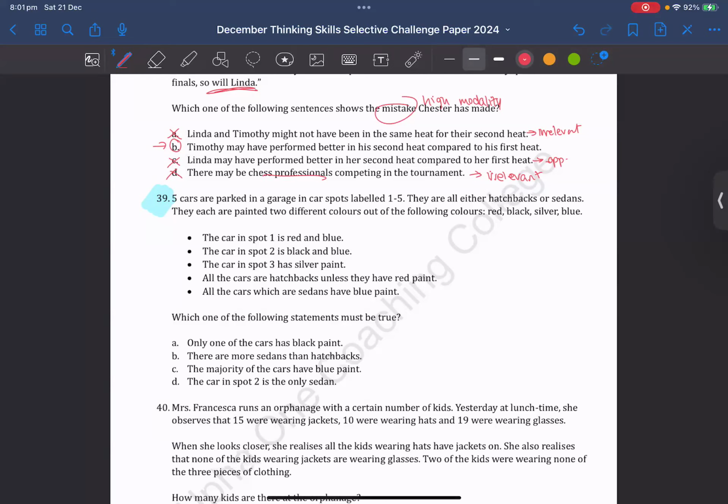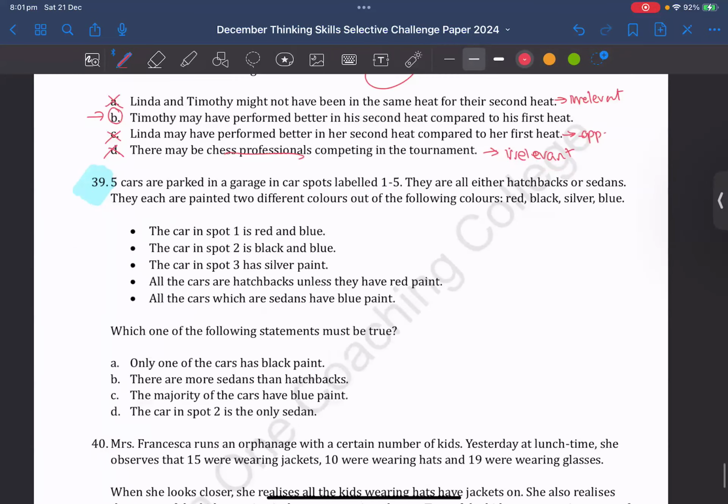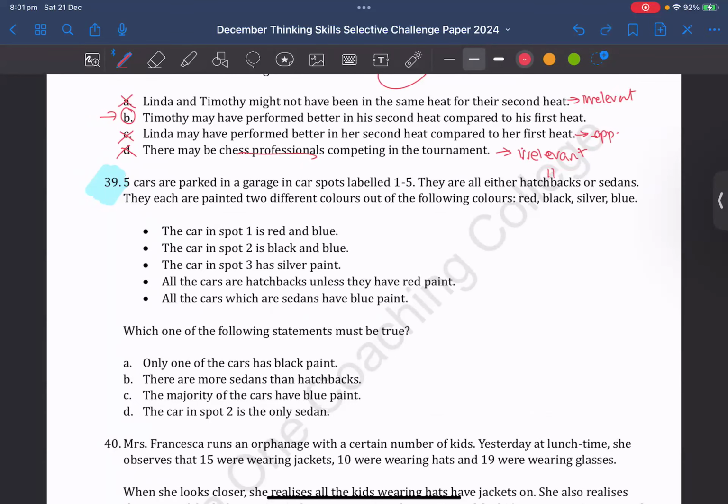Okay. So for 39, 5 cars are parked at the garage in the car spots labeled 1 to 5. They're either hatchbacks or sedans, and I'm going to label these as H or S. They're each painted 2 of the following colors: red, black (which I'll note as K), silver, or blue. The car in spot 1 is red and blue. So I'm just going to call this 1, 2, 3, 4, 5, and once again, just remember your lefts and your rights. This is spot 1 to 5, I'm going left to right. So the car in spot 1 is red plus blue.